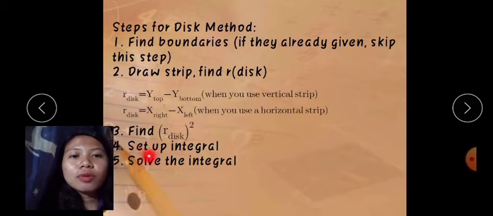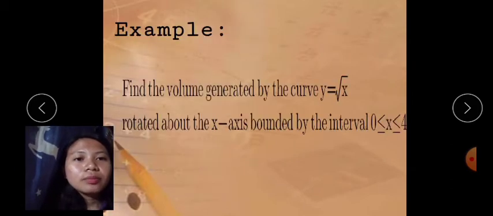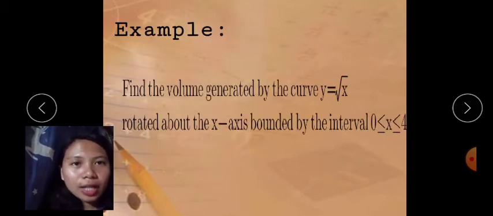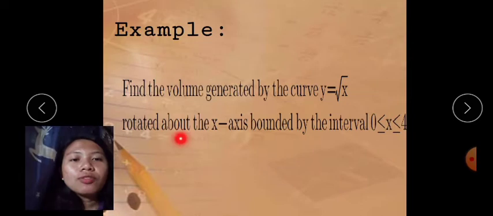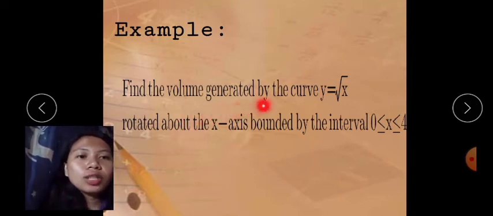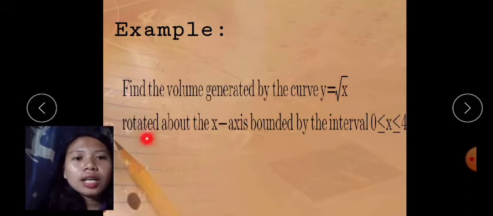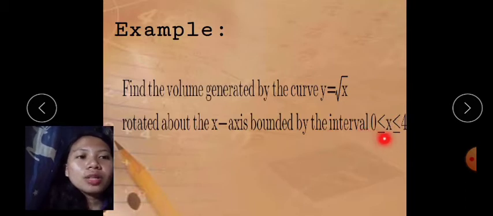And step 4, set up the integral. And step 5, solve the integral. So we have here the examples. Find the volume generated by the curve y equals square root of x rotated about the x-axis, bounded by the interval from 0 to 4.